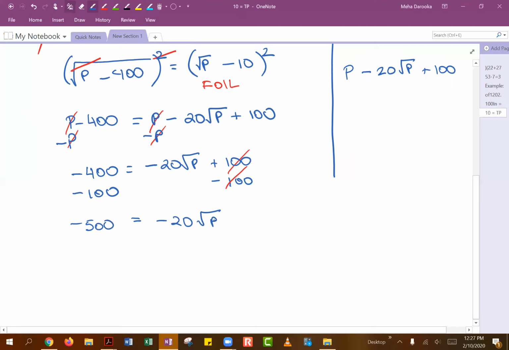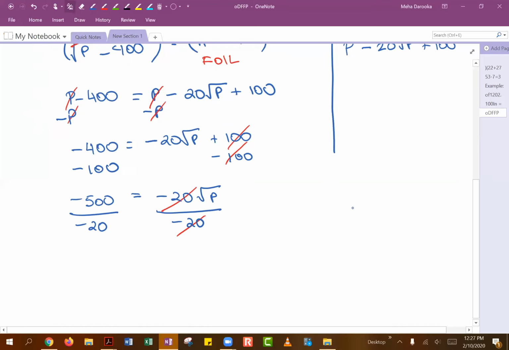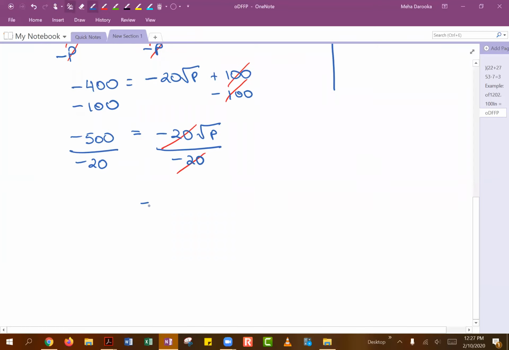Okay. Will 20 go evenly into 500? Yeah, we don't have to worry about fractions, right? So you can actually divide both sides by negative 20. Take the sign with you. So only square root of p on the right-hand side. 2 negatives will become positive.